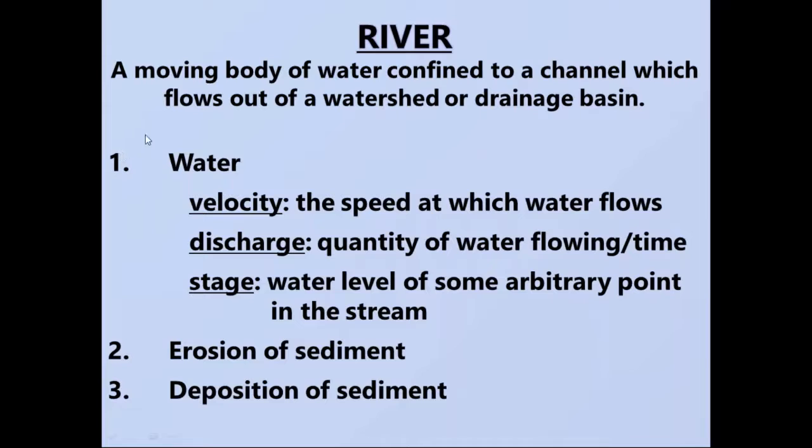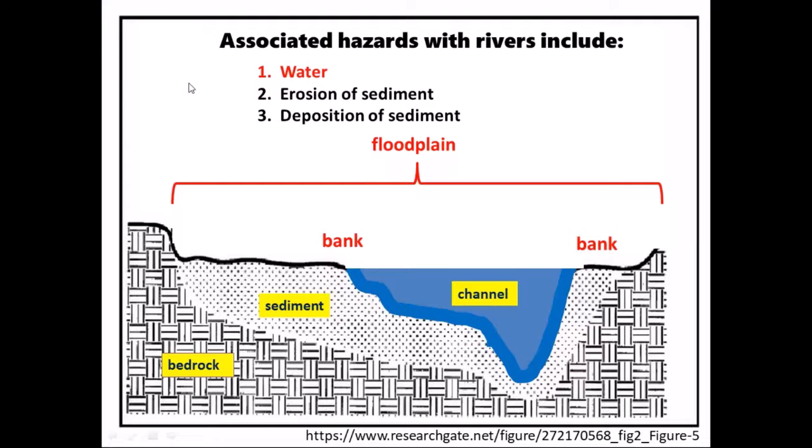When you talk about rivers or streams, three things come to mind about the water itself. We talk about the velocity of the water, how fast it's moving, the discharge, how much water is flowing through that stream channel per unit of time, and the water stage, which is the level of the water in that stream relative to some arbitrary point. We can also talk about the erosion of sediment and the deposition of sediment as geologic hazards in the river.